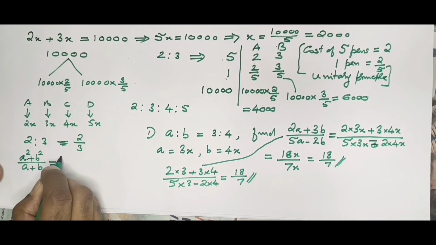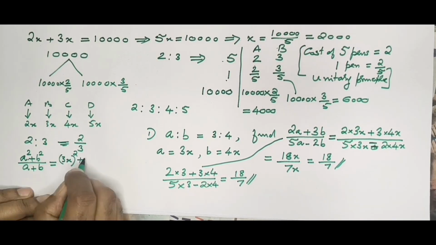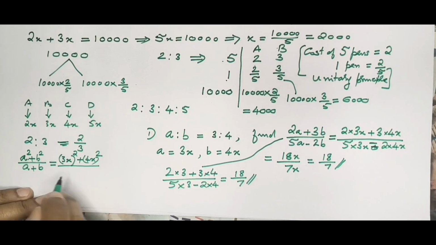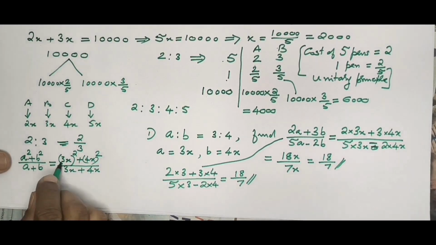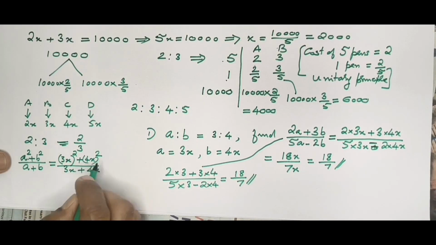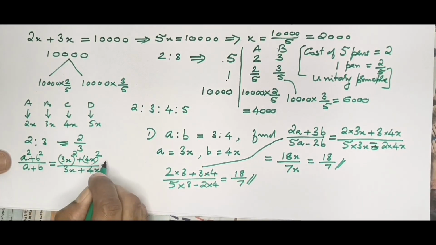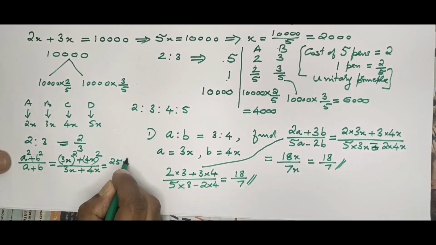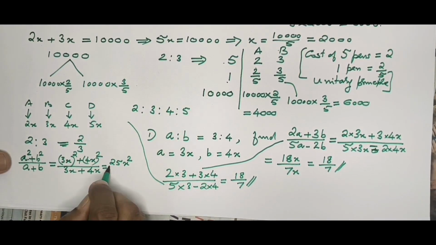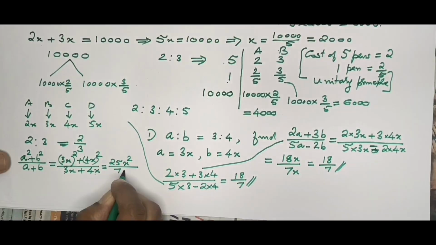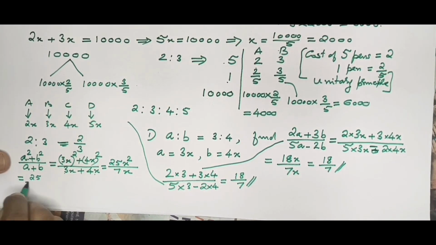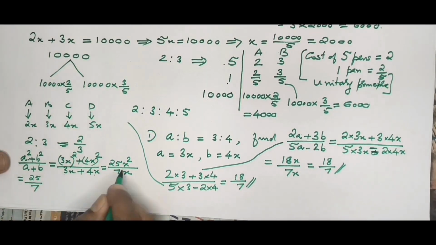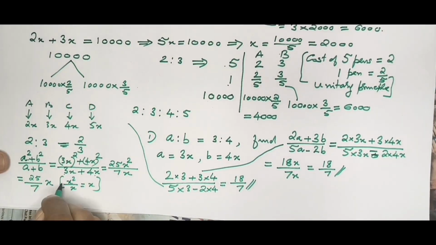So here you will have (3x) the whole square plus (4x) the whole square divided by 3x plus 4x. And this will be 9x square. This will be 16x square. So what do you have? 9 plus 16, 25. And you get 25x square divided by, this is 7x. On simplification, you will get 25 divided by 7. See, x square by x is x. That x is left over here.